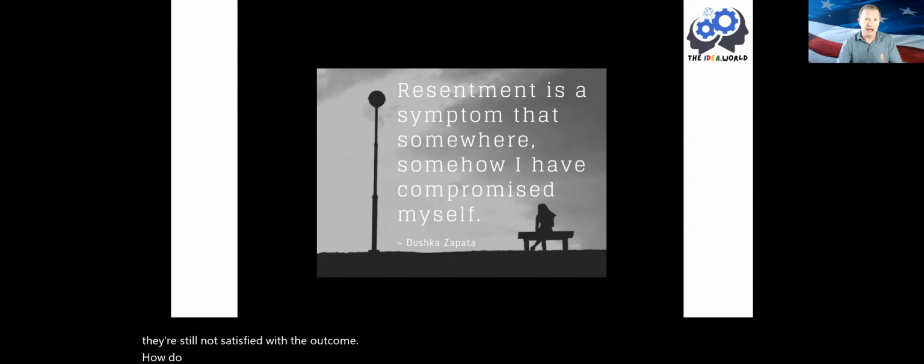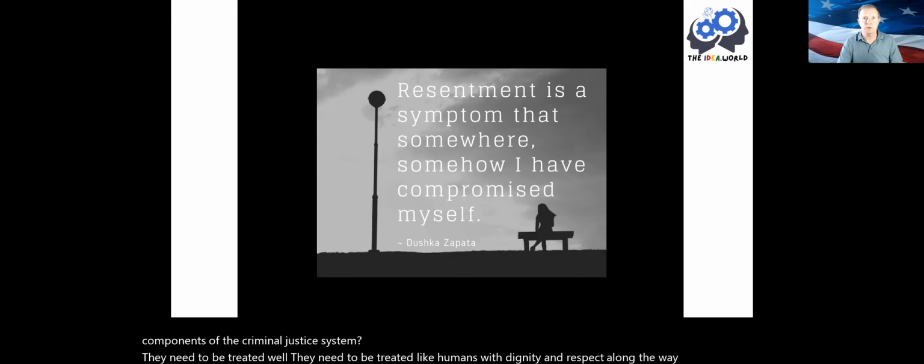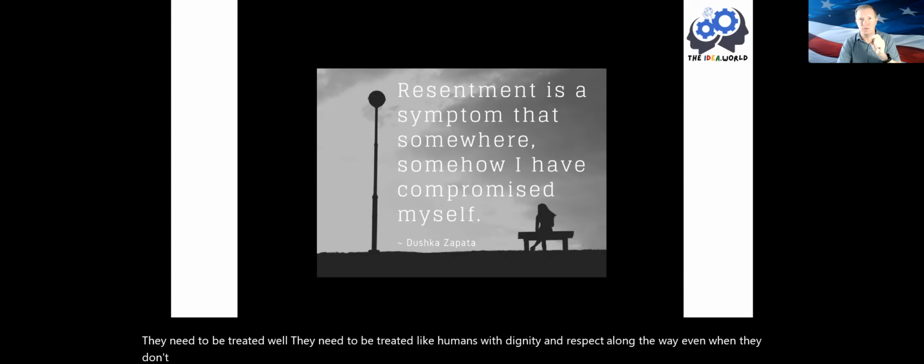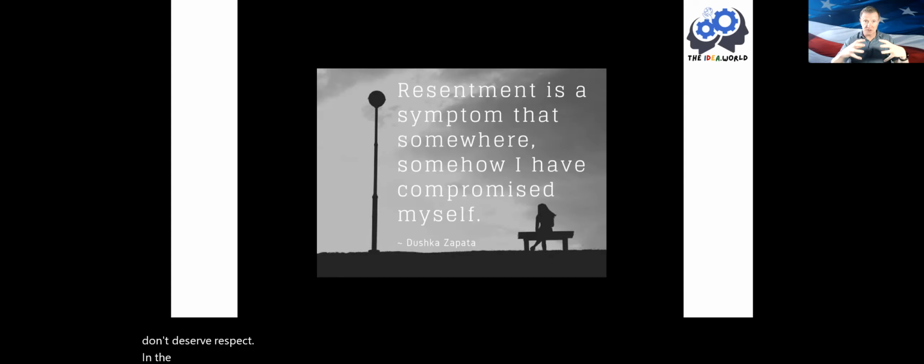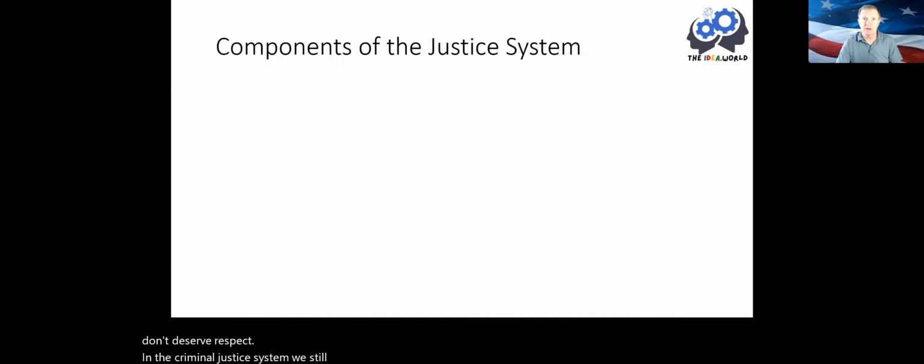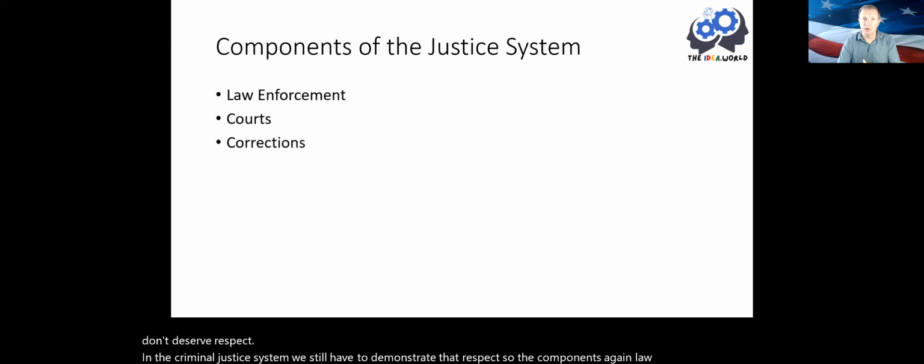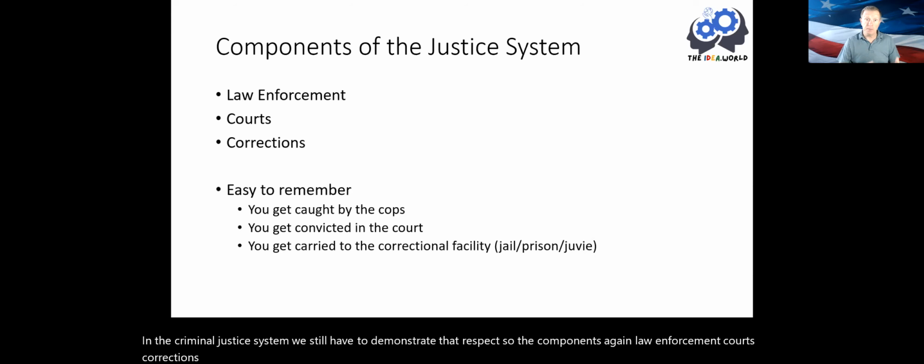How do we avoid having people resent law enforcement, resent the courts, resent the corrections? Those three components of the criminal justice system. They need to be treated well. They need to be treated like humans with dignity and respect along the way, even when they don't deserve respect. In the criminal justice system, we still have to demonstrate that respect. So the components again, law enforcement, courts, corrections, and how do you remember? Well, you get caught by the cops, you get convicted in court, and get carried to the correctional facility. It's an alliteration. It's just an easy way to remember it.